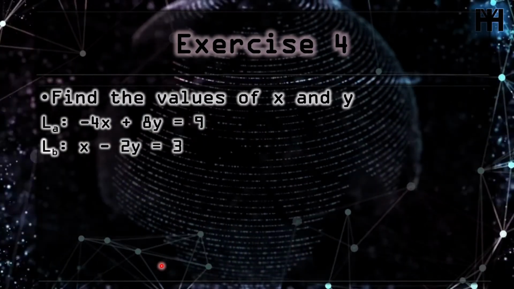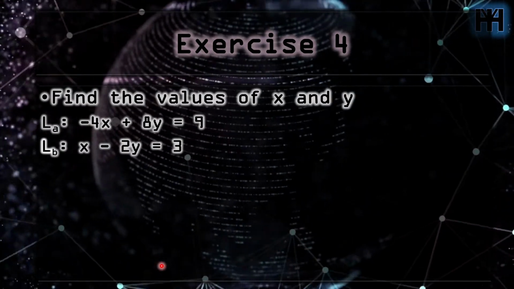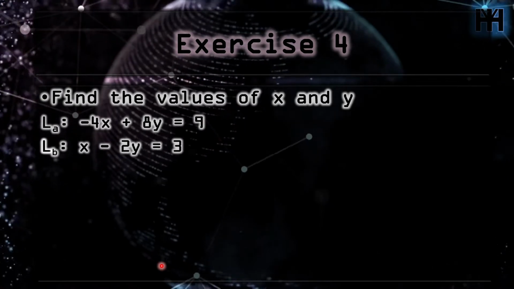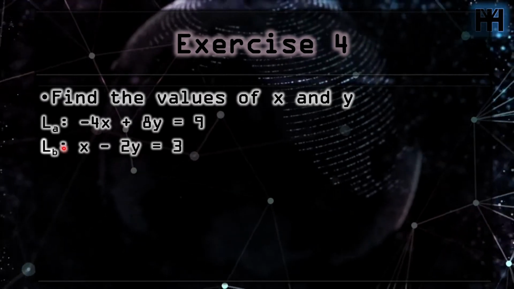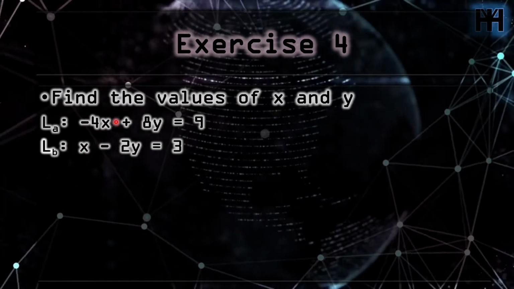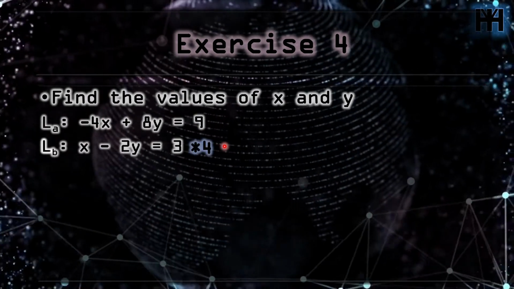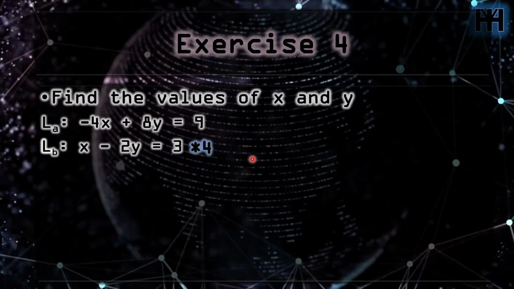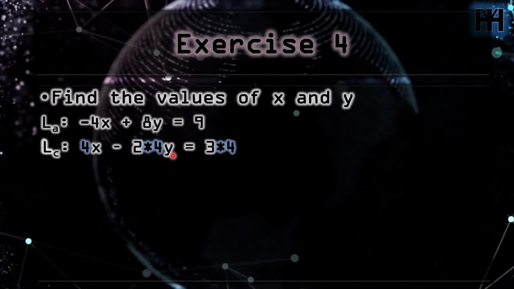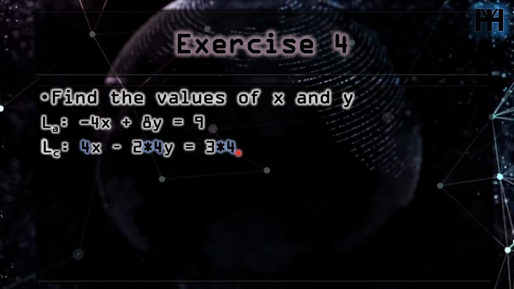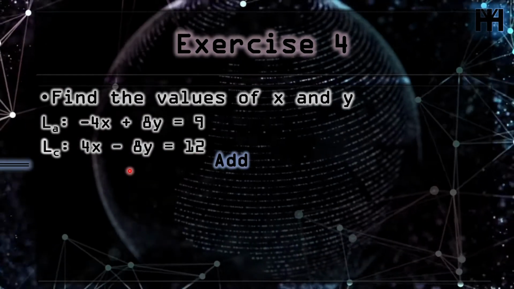Exercise 4. Find the value of x and y. We have LA: negative 4x plus 8y equals 9, and LB: x minus 2y equals 3. Okay, the best thing to do here is to multiply LB by 4, so we can get rid of x. It will be very easy to get rid of x like that. So multiply LB by 4. So we have 4 times x minus 2 times 4, y equals 3 times 4. It will be 4x minus 8y equals 12. Okay, now we are ready to add them.